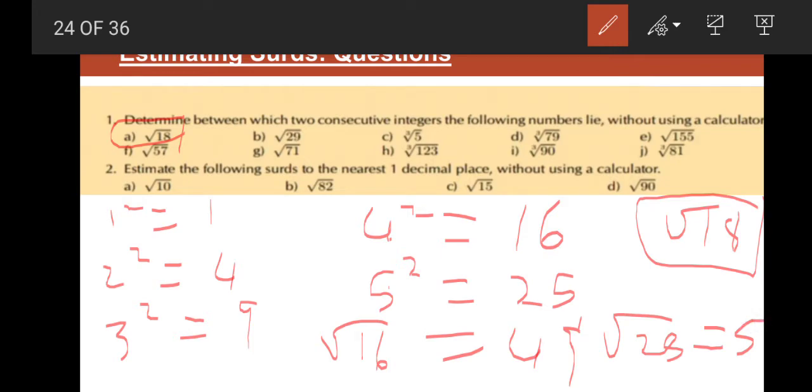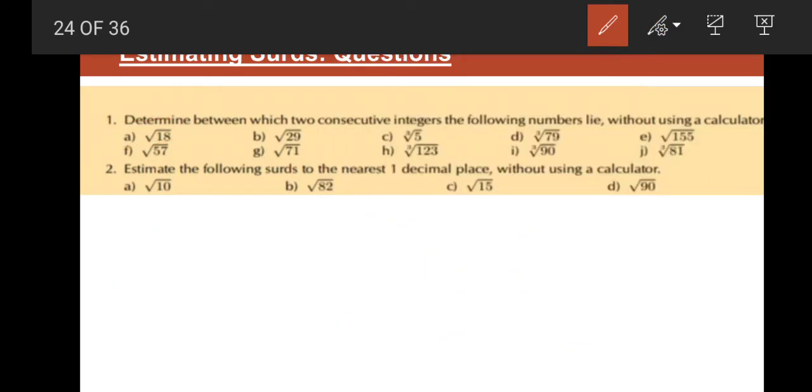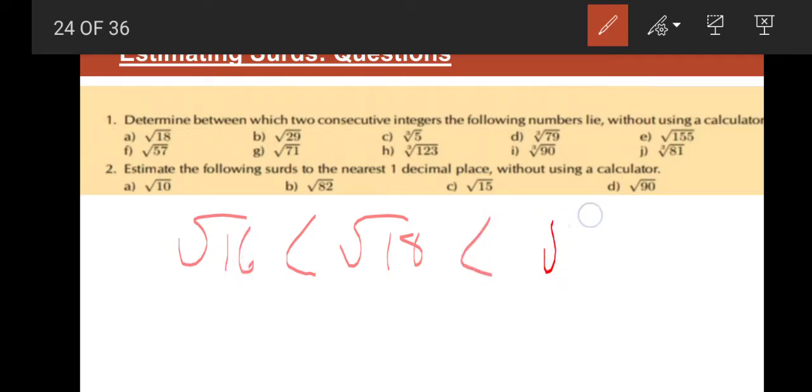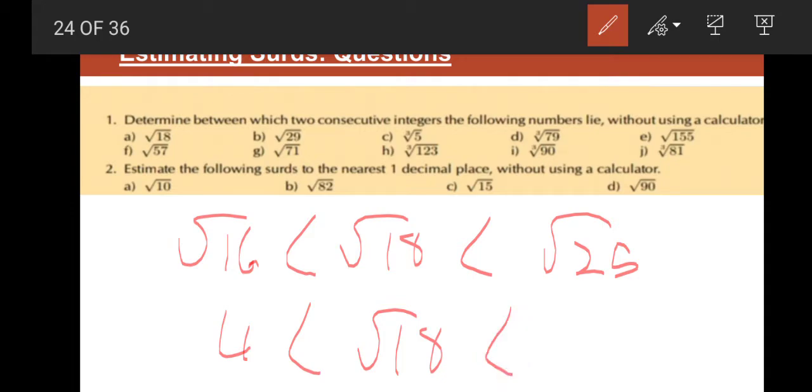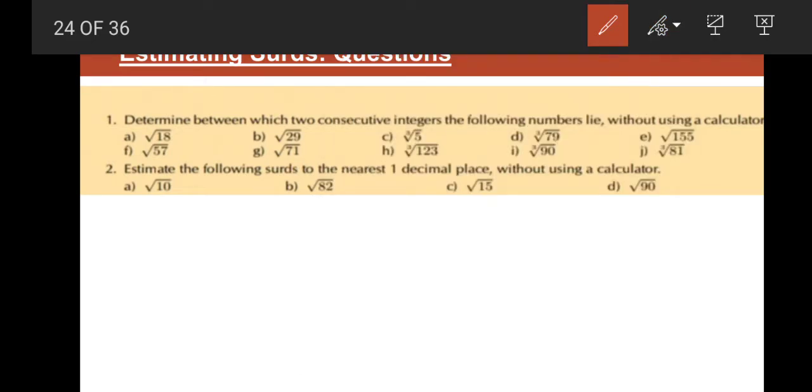So realize that the square root of 18 is between the square root of 16 and the square root of 25. So we can also write this as the square root of 18 is between the square root of 16 and the square root of 25. Realize that the square root of 16 gives you 4, and the square root of 25 gives you 5. So the two consecutive integers between which the square root of 18 lies are 4 and 5. So we are moving over to the next question.